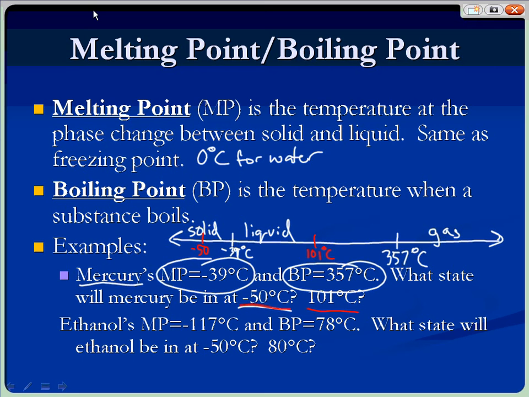All right, here we go with the answers. At negative 50 degrees C, that's between ethanol's melting and boiling point, which means that at that temperature, ethanol is a liquid. So at negative 50 degrees C, ethanol is a liquid. At 80 degrees C, that's above the boiling point. So ethanol is, in fact, a gas at 80 degrees C.